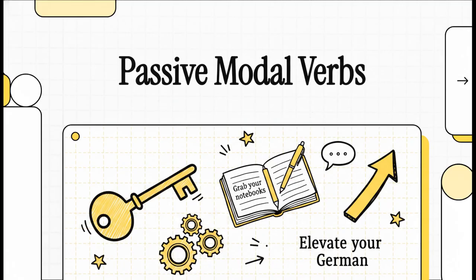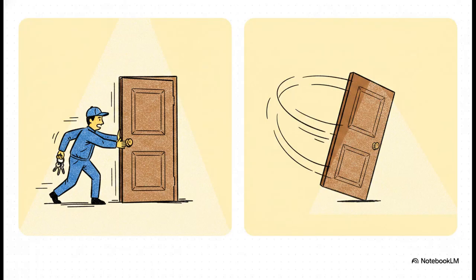If you're aiming to take your German from that intermediate plateau straight to that highly coveted professional C1 level, well, you are exactly where you need to be. Today, we're unlocking an absolutely crucial structure, the passive voice with modal verbs. So grab your notebooks because we're going to make advanced grammar feel totally effortless. All right, let's dive right into this.